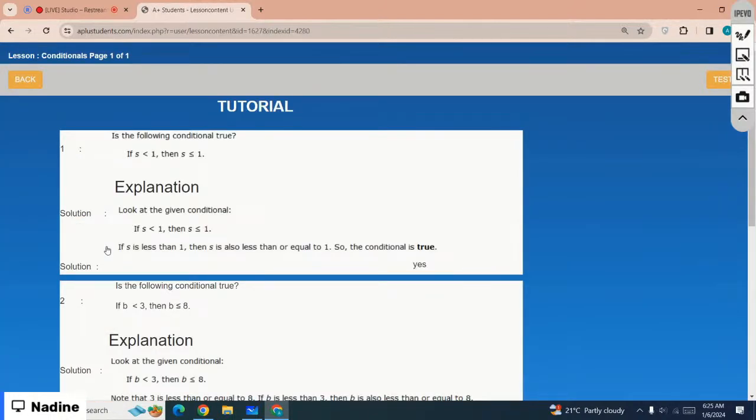Is the following conditional true? If s is less than 1, then s is less than or equal to 1. The conditional is true, right? Because s is less than 1, so it is less than or equal to 1. So that is true. The correct option is true. Let's just start with the test questions.